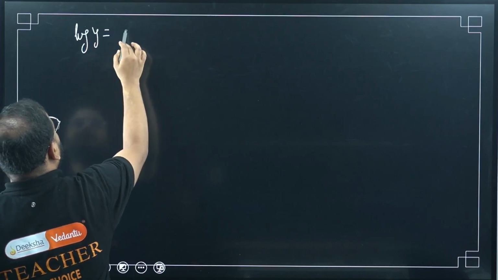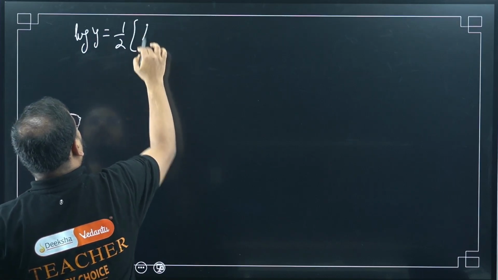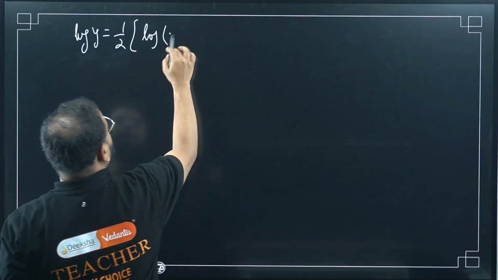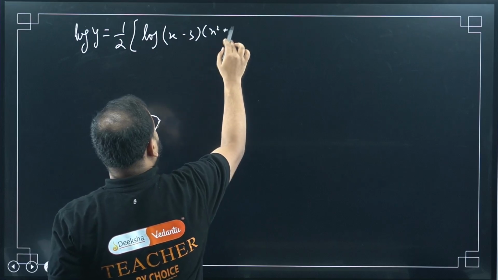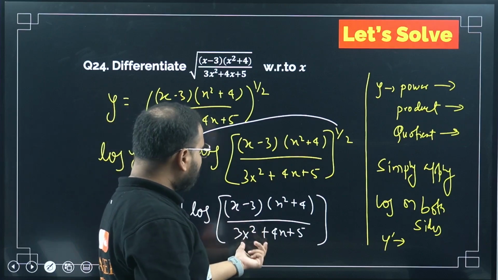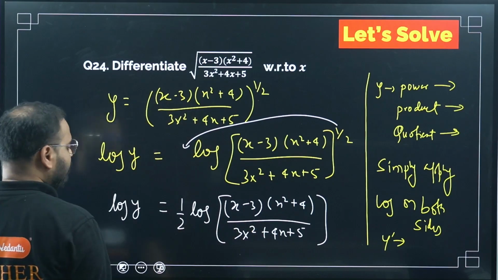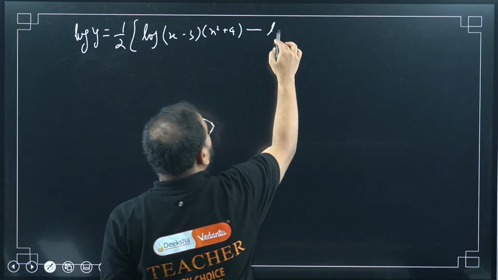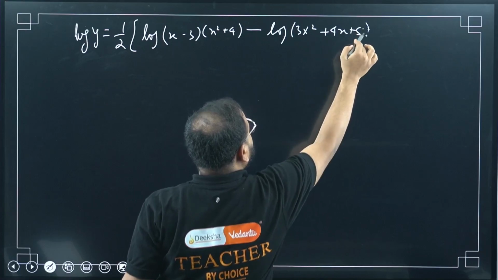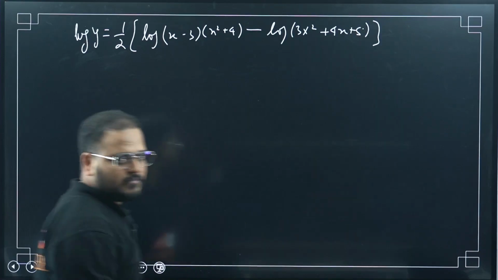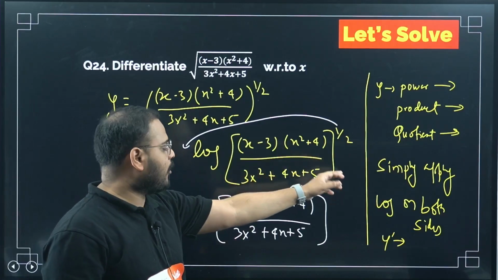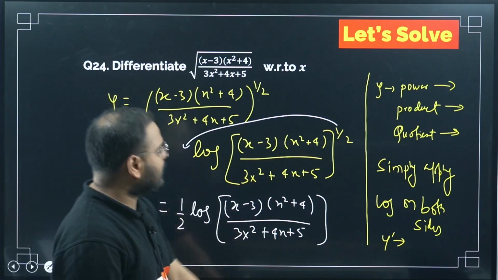Log y equals what? 1 by 2 is outside. Log of, please check, x minus 3 x square plus 4. Okay, minus sign. We know that log of a by b is log a minus log b. So I'll do minus log of 3x square plus 4x plus 5. Okay, correct na? So I have applied what? First I applied the power formula for the log, then I applied the quotient rule: log a by b is log a minus log b.